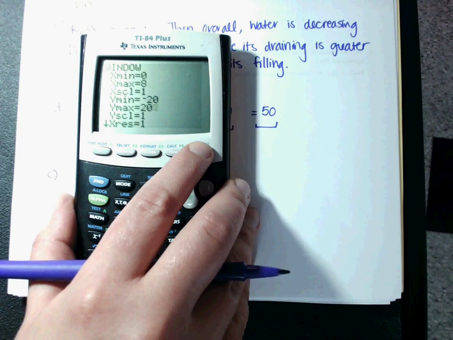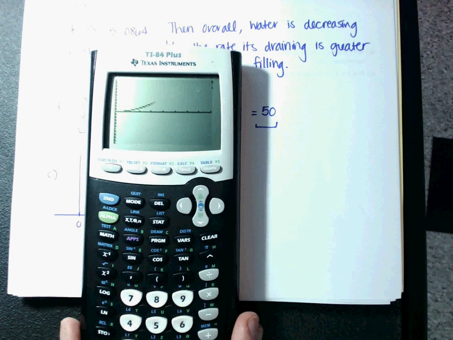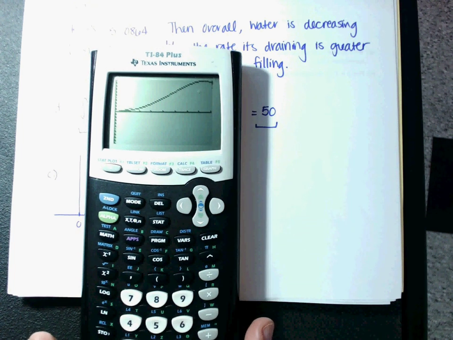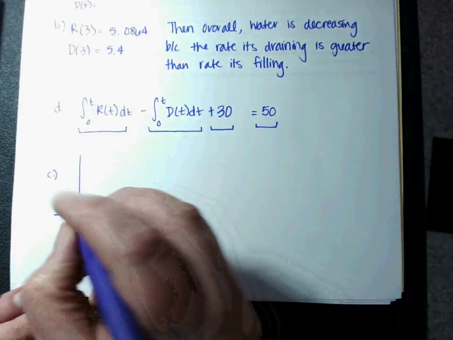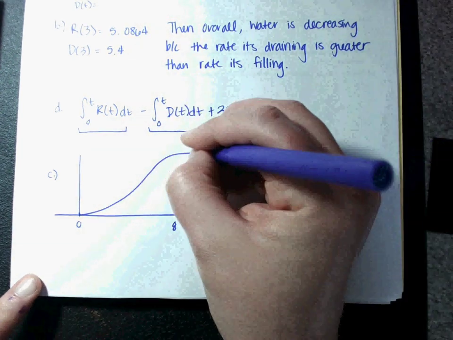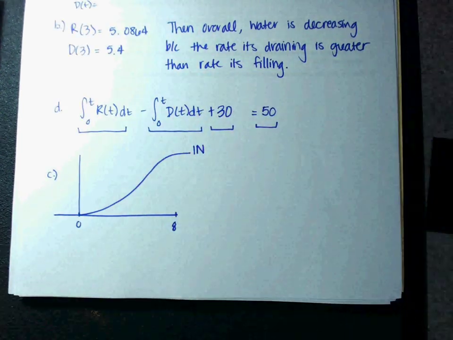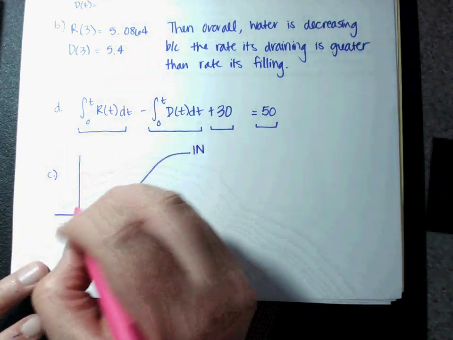Here we go. The first one is the in graph. There it is. There's the out graph. So my in graph was here. This is in. And then my out graph was here.